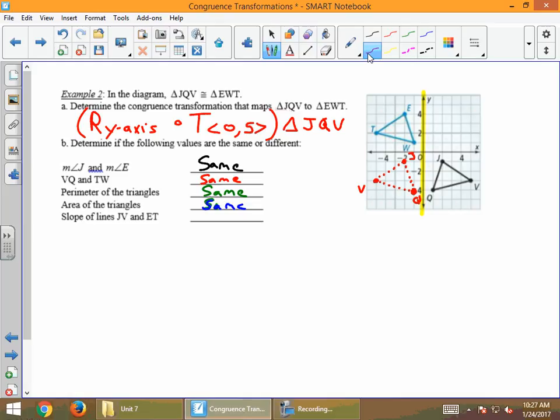What are the slopes of the lines of JV and ET? Are the slopes going to change? Different? Because when you flip them, they become negative. Their slopes are still the lines of JV and ET. Since they still match up, their slopes will still, the orientation will be the same. Wouldn't it be like negative?